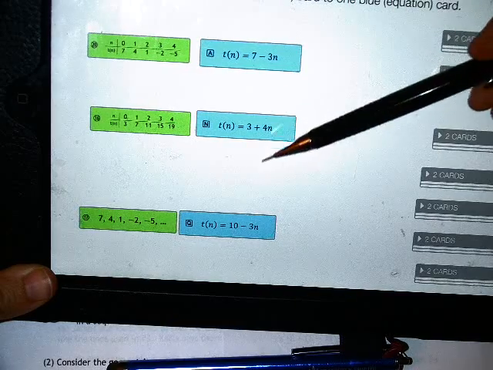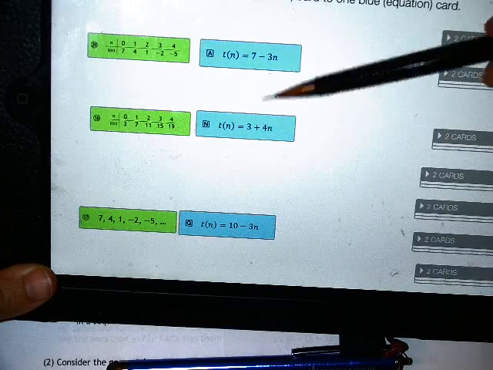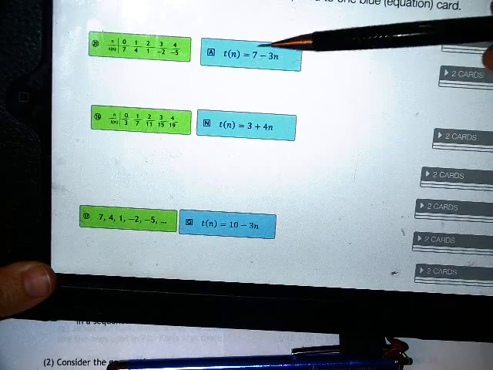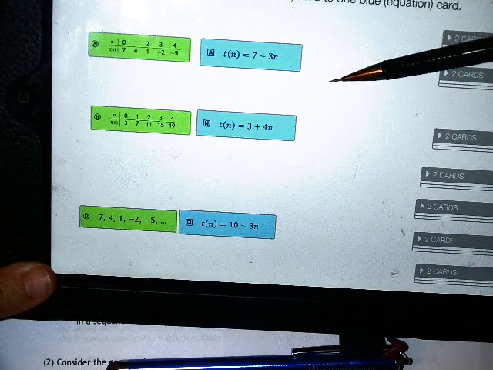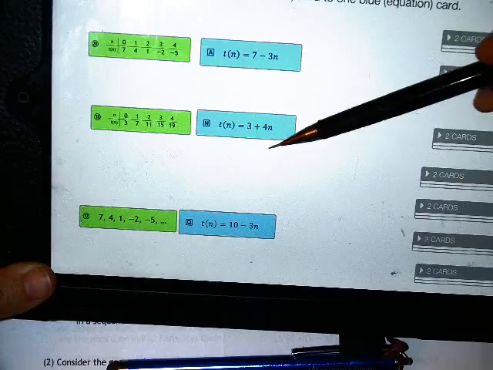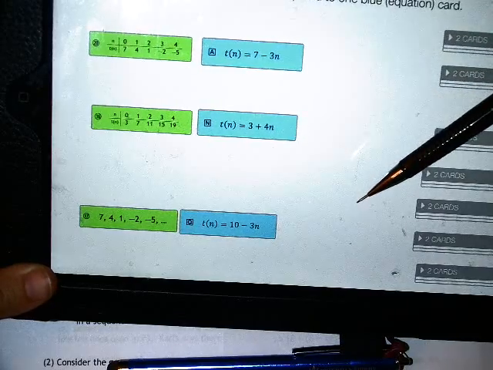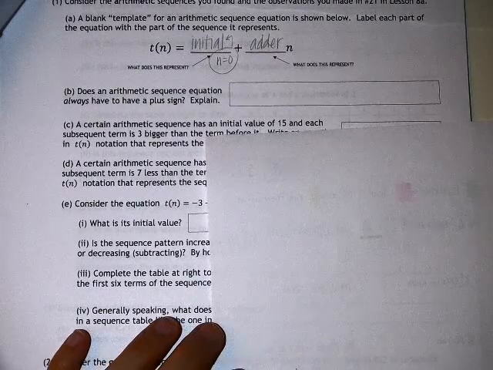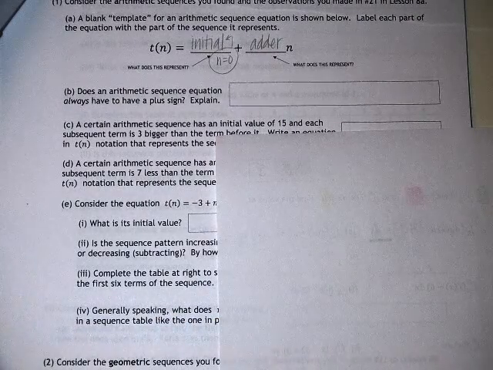So it actually stands to reason that a minus sign or a plus sign can be used interchangeably, depending on whether your adder is positive, if you're truly adding something, or if your adder is negative and you'd be subtracting a pattern. Now, in letter C, let's see if we can practice building our own equation.